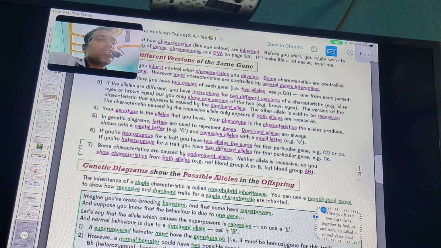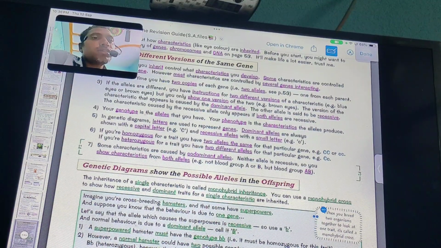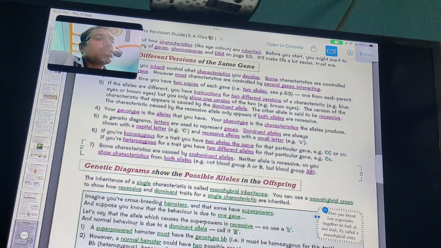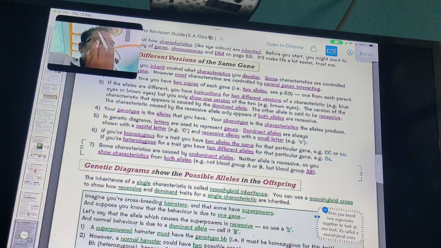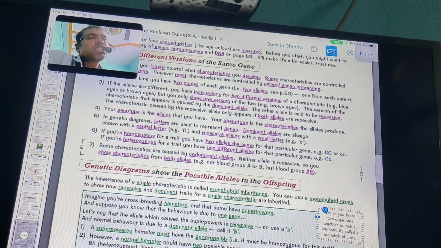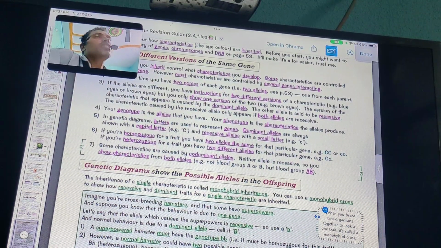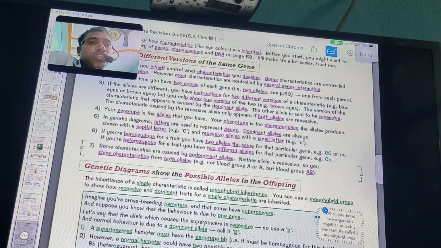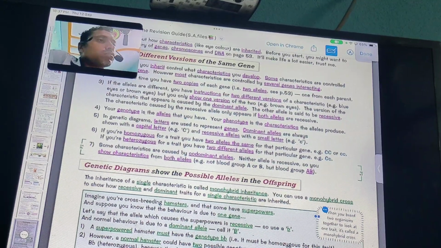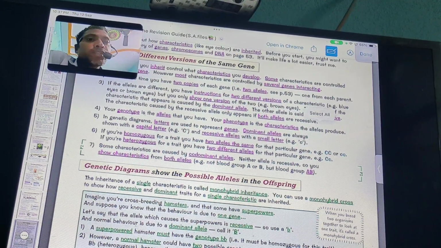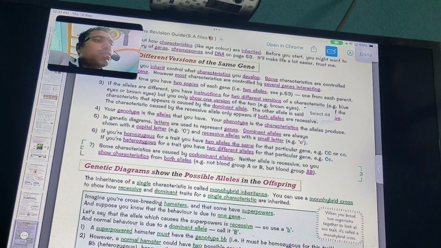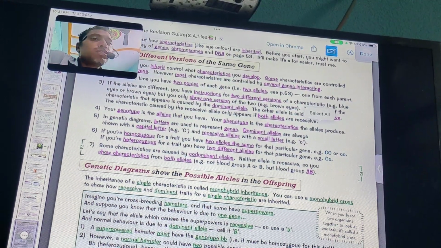The version of the characteristic that appears is caused by the dominant allele. The other is the recessive. One is the dominant characteristic and the other is the recessive characteristic. A recessive trait shows only when both alleles are recessive. Your genotype is your alleles, and the phenotype is the characteristic the alleles produce.